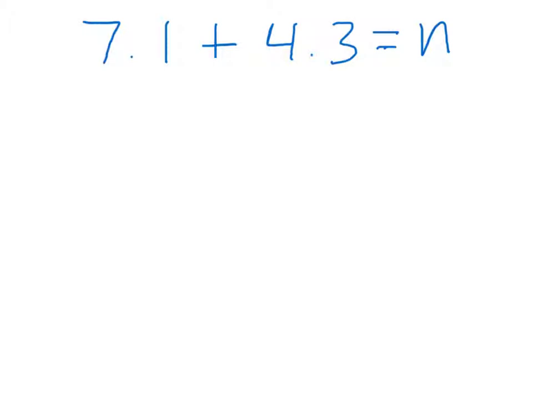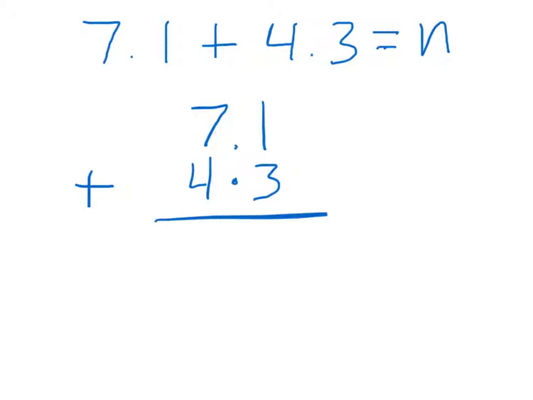Alright, so it should look something like this. Oop, not the laser pointer. 7.1 plus, put in my decimal point, what's to the left, a 4, to the right, a 3. Got my decimal points lined up. So now I can add.